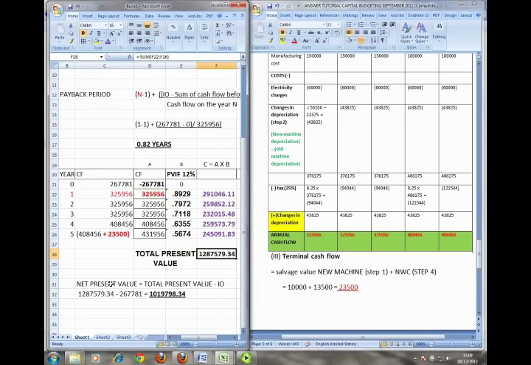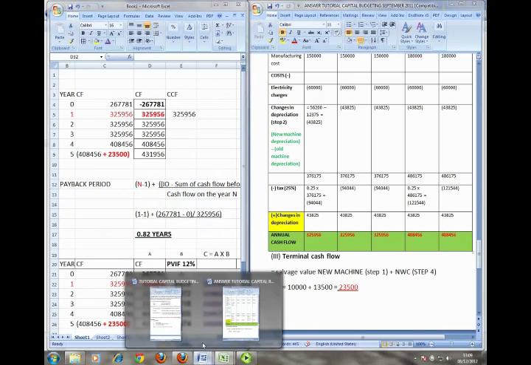So this is not the answer. Net present value. The formula is total present value minus IO. Then you get the answer. So this is your net present value. Alright. That's all for today. Our tutorial session.